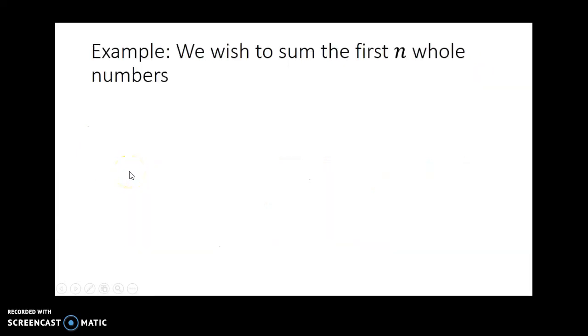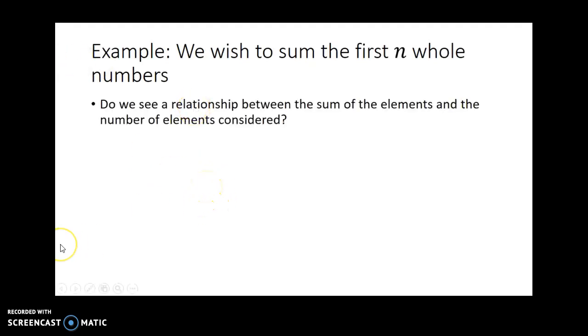Okay, so let's suppose that we want to develop a formula, first of all, and we wish to sum the first n whole numbers. So we have some sort of maybe computer algorithm that we want to add up, and we want to know, first of all, is there a formula that we see for this process?